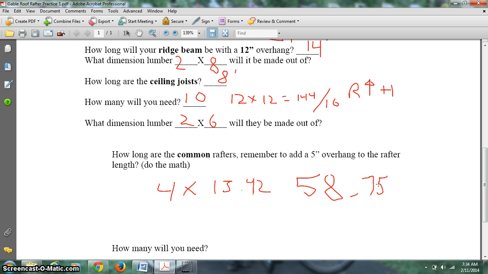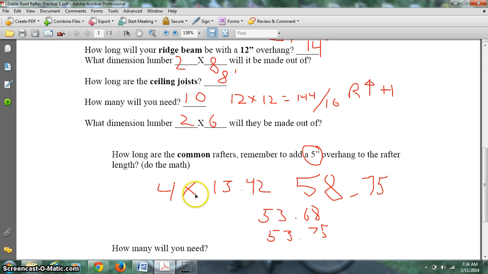Now, what I did there, if you plug that into a calculator, and you end up with 4 times 13.42, you end up with 53.68. Now, the 0.68 has to round up to the nearest eighth of an inch. In this case, that'd be rounding up to 53.75. I did get ahead of myself here. I added my 5-inch overhang to the 58.